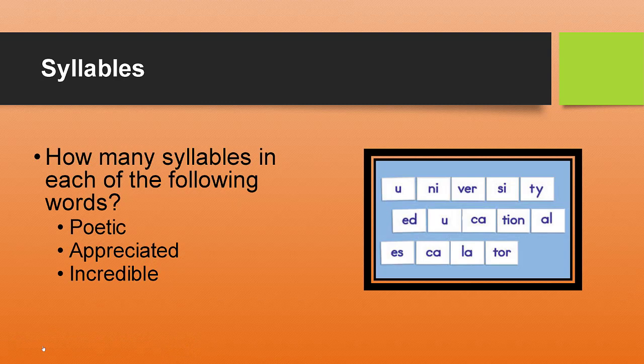So let's take a moment to look at these words and see how many syllables are in each of the following words. Poetic, appreciated, incredible. How many syllables do you see in each of those words? In poetic, we have 3 syllables, poetic. Appreciated, appreciated, 5 syllables. Incredible, incredible, 4 syllables, or 3 syllables, excuse me.